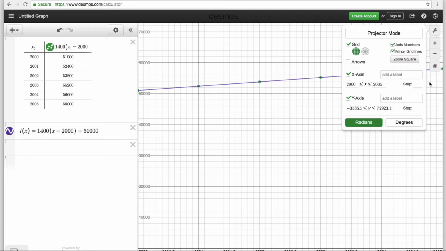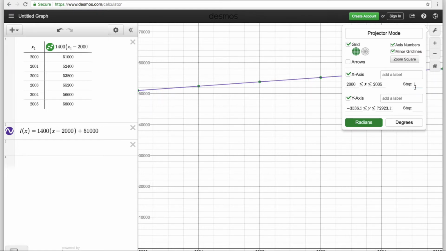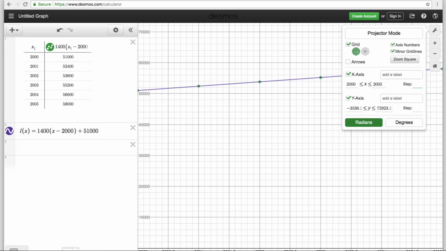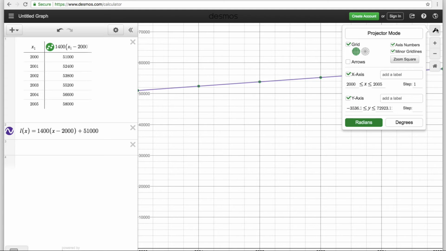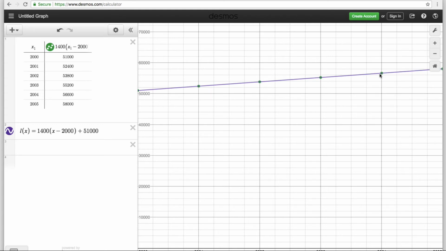We're going to step by ones. If you noticed before, when I didn't have that, it was stepping by 0.5s, which makes it a little confusing since we're talking about years. So there we have the green dots that represent the table. And what we want to know is when the income ranges from 52,400 to 56,600.